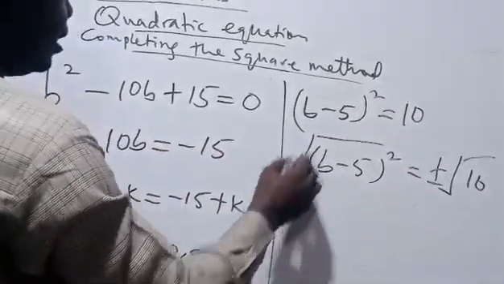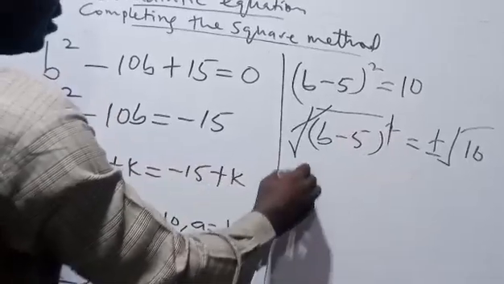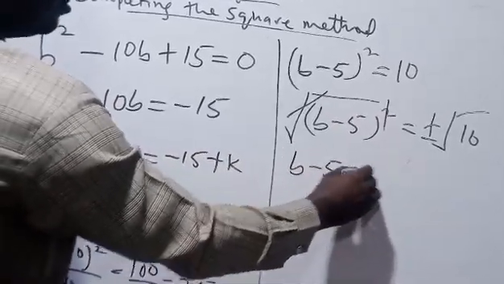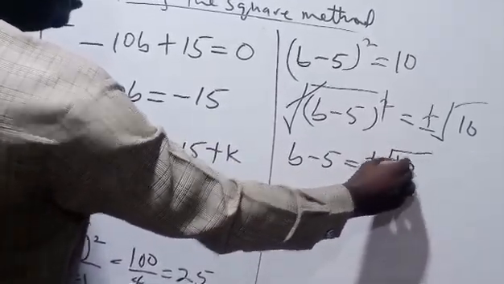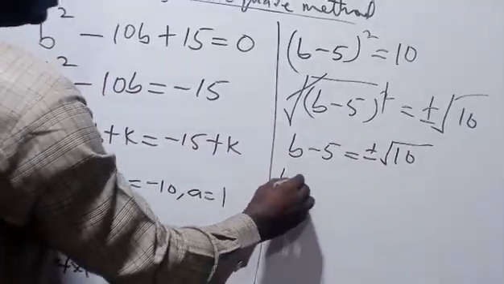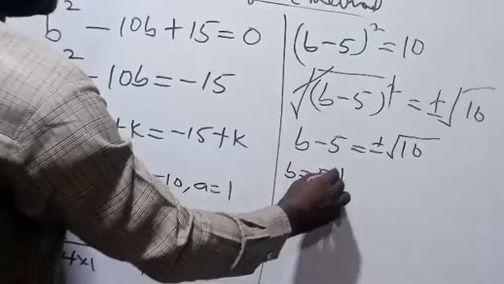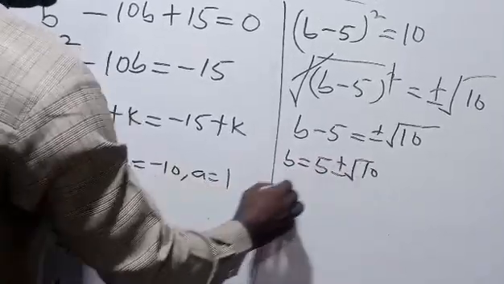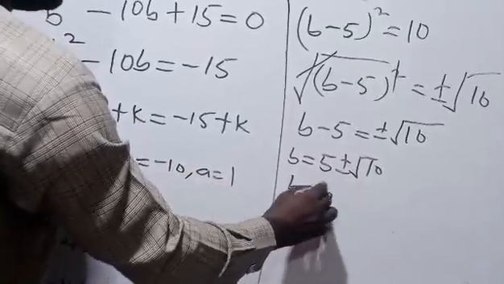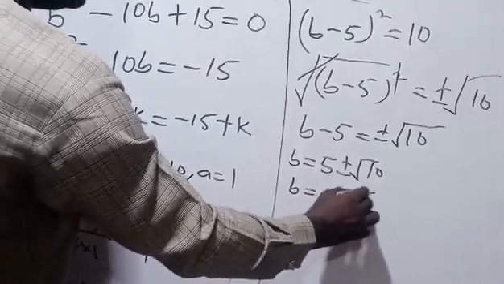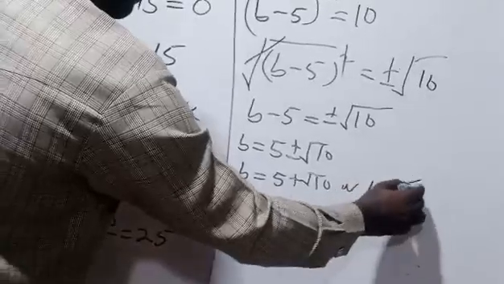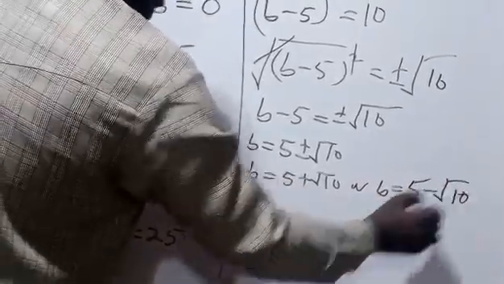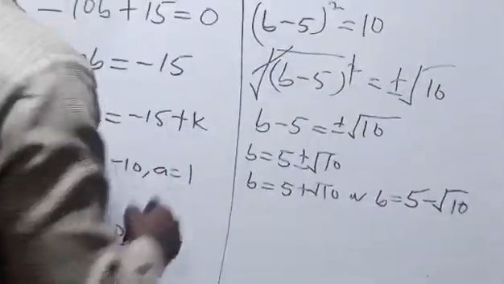So this square root will take care of this square. We have b minus 5 equals plus or minus root 10. So b is the same thing as 5 plus or minus root 10. So b therefore is 5 plus root 10, or b equals 5 minus root 10. Let's leave the answer here. Thank you.